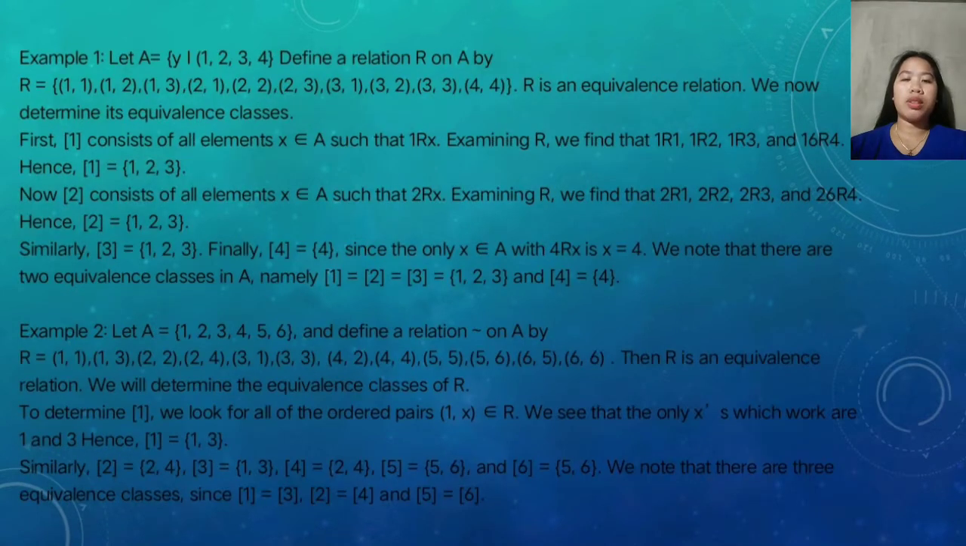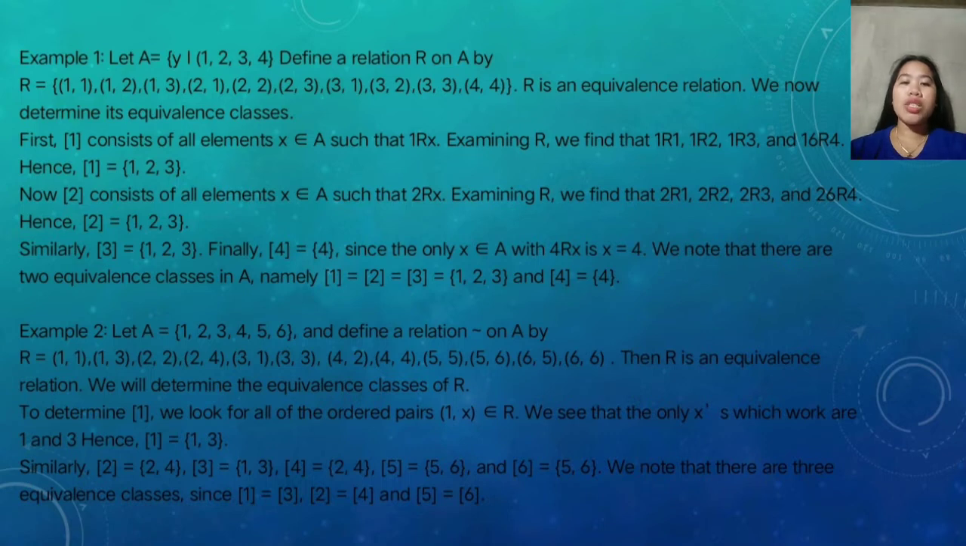Example number 1. Let set A be equal to {1, 2, 3, 4}. Define a relation R on set A by R = {(1,1), (1,2), (1,3), (2,1), (2,2), (2,3), (3,1), (3,2), (3,3), (4,4)}. R is an equivalence relation. We will determine its equivalence classes.